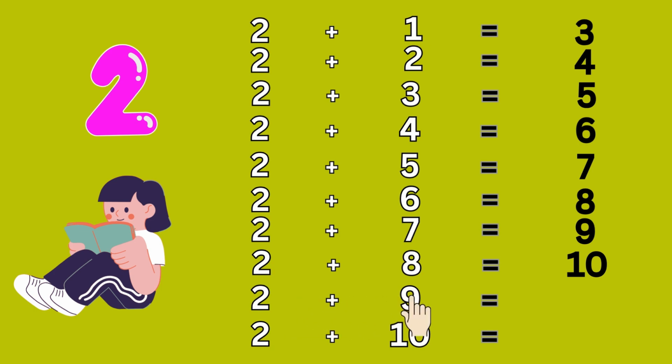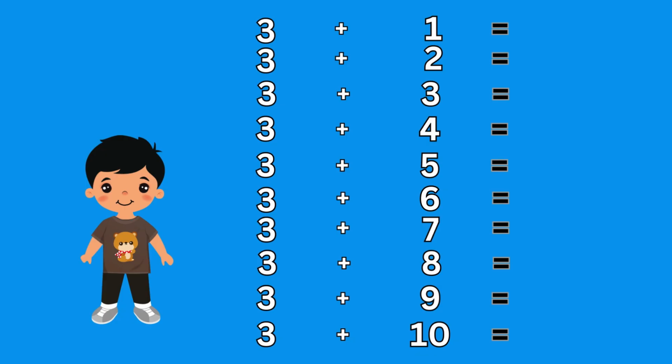2 plus 9 equal to 11. 2 plus 10 equal to 12. Addition table 3. 3 plus 1 equal to 4. 3 plus 2 equal to 5.